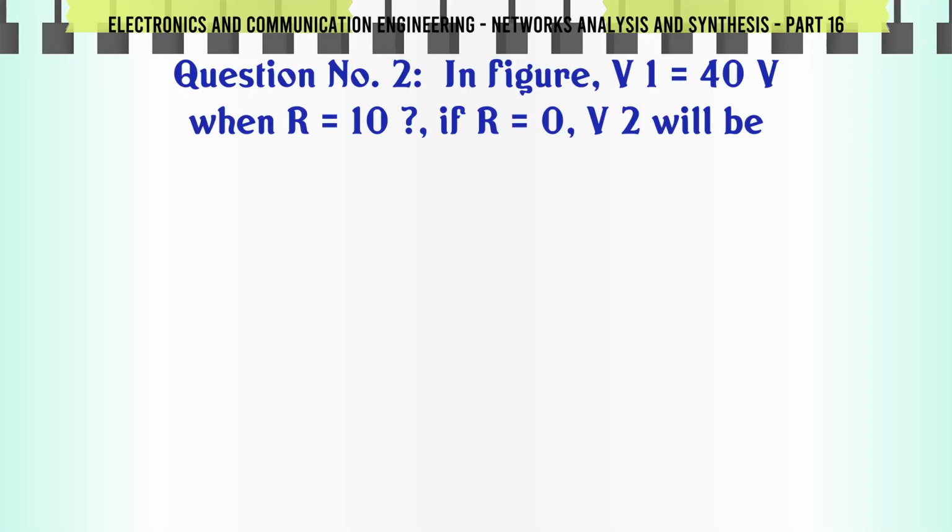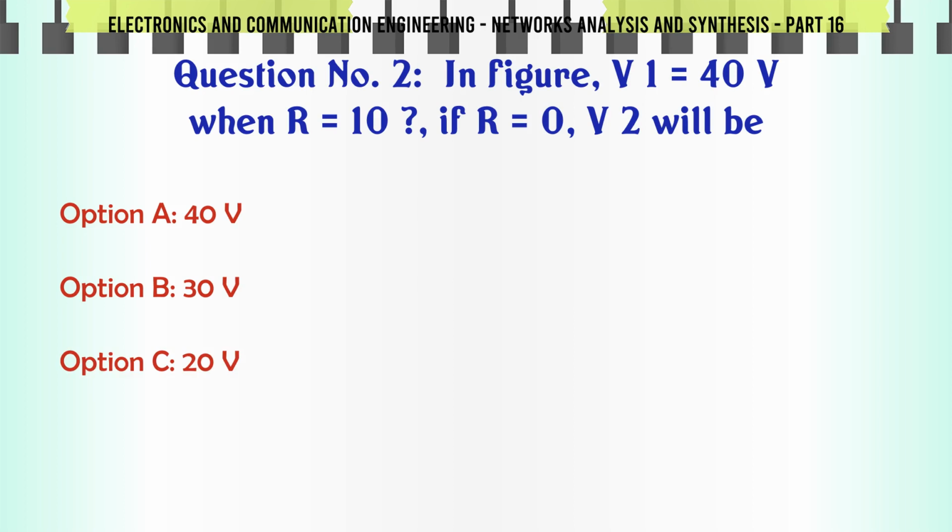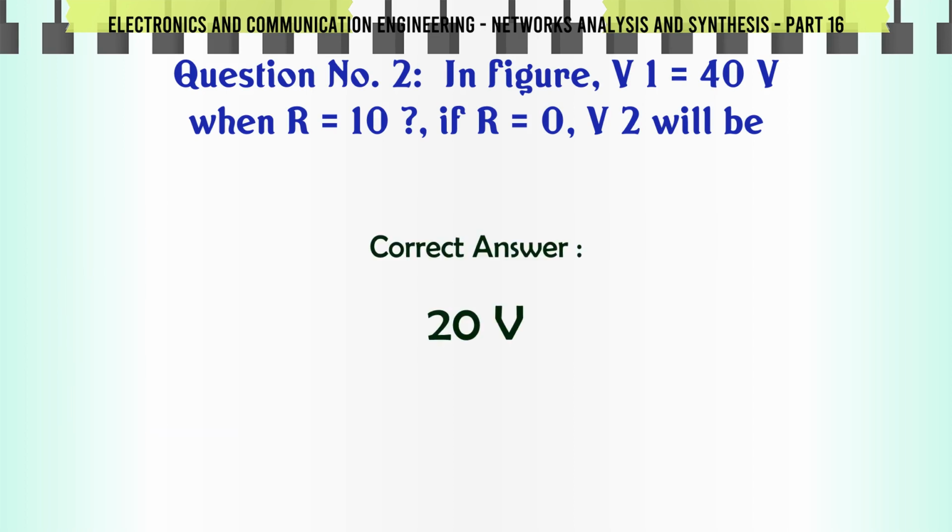In figure, V is 140V, when R is 10 and R0 is 10, V2 will be A 40V, B 30V, C 20V, D 10V. The correct answer is 20V.